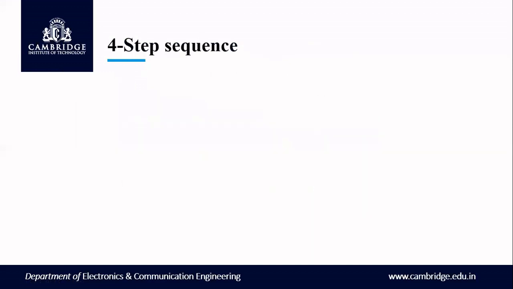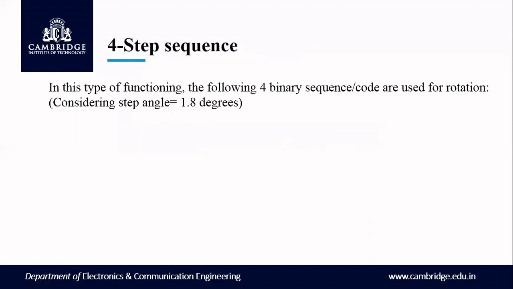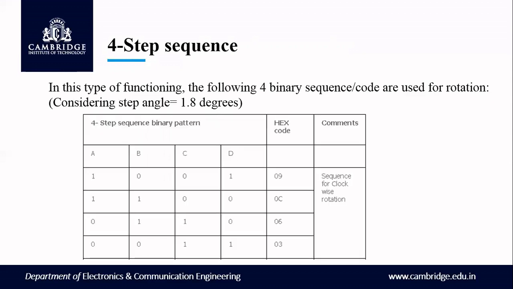So let us see this 4-step sequence we call. This is normally what we use in energizing the status of your stepper motor. In this type of functioning, the following 4 binary sequence codes are used for rotation, considering the step angle 1.8 degrees. In this table you can refer, ABCD refers to the stator windings.